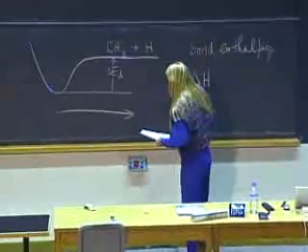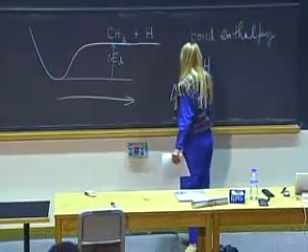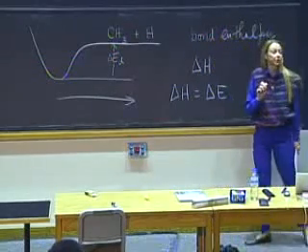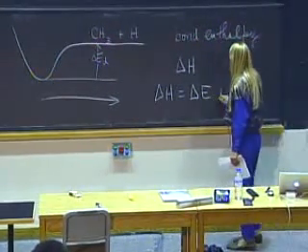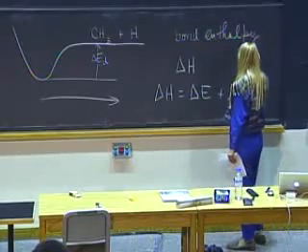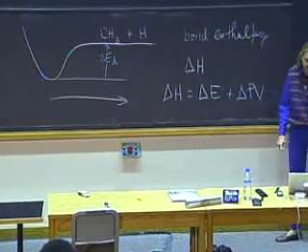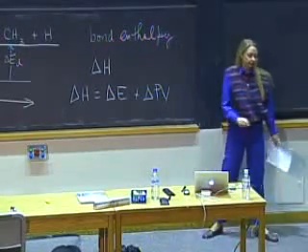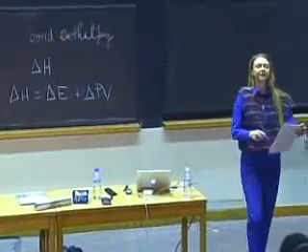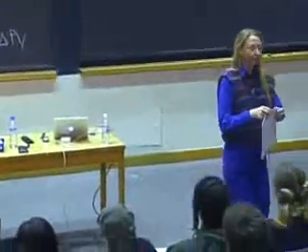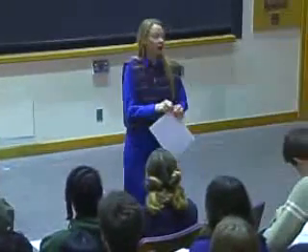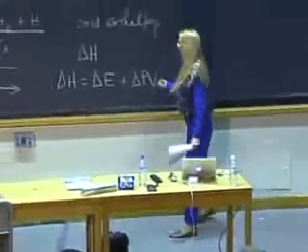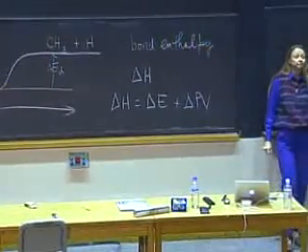And the relationship between delta H and delta E is the following. Delta H is equal to delta E plus delta PV. All right? Now, where this relationship comes from is a subject of a great discussion in 560 in chemical thermodynamics. You will see that if you take 560. At the moment, we're just going to take this as a given.